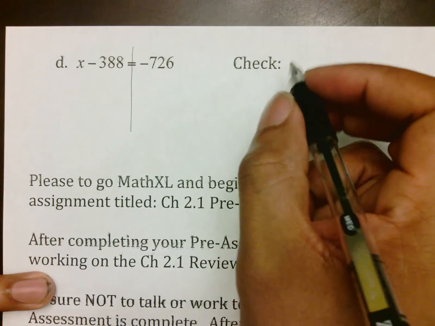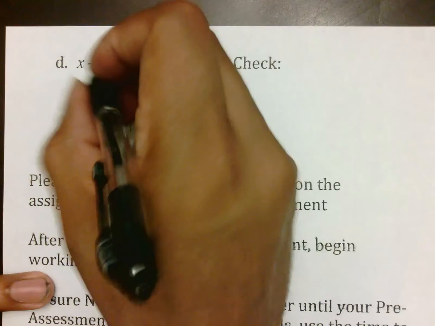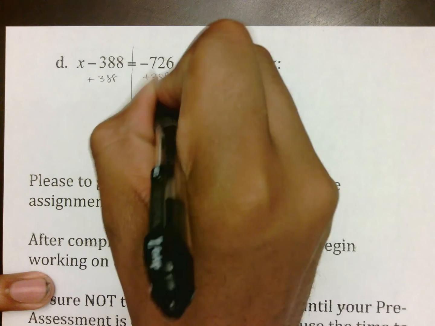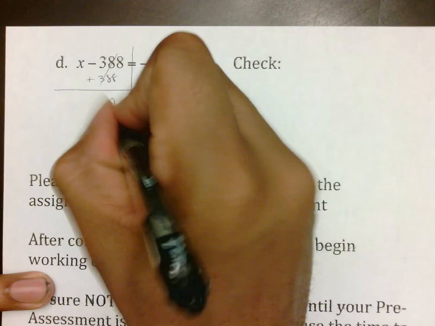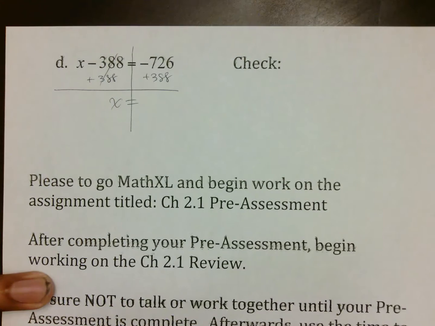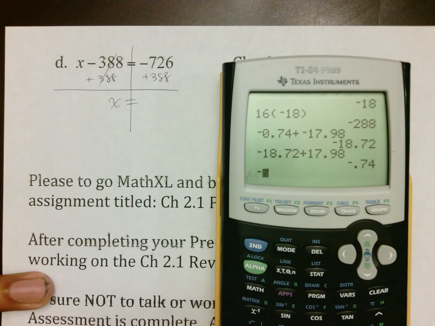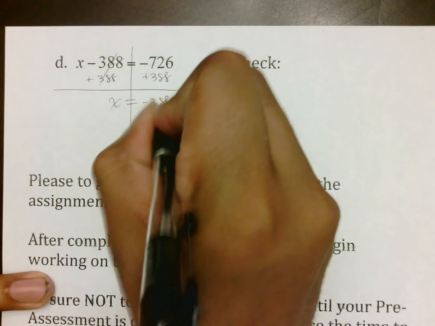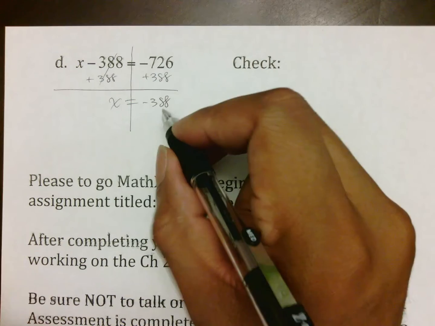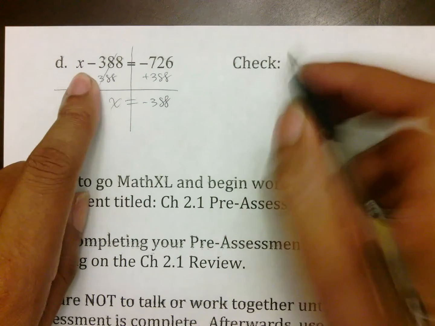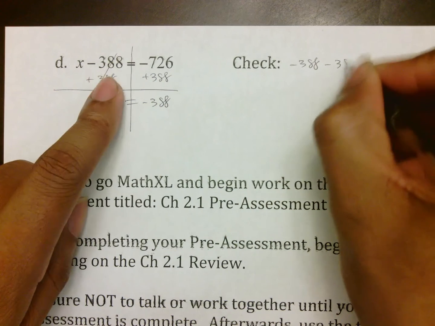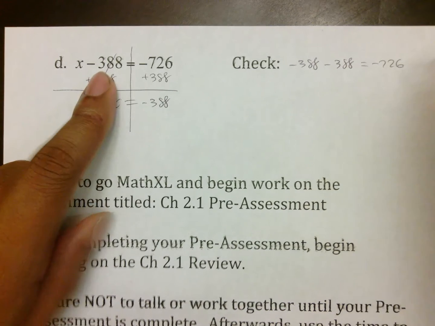X minus 388 equals negative 726. Again, you want to get rid of this negative 388. You got to put a positive 388 on both sides. It's opposite. That cancels. X comes down. Now we need to know what negative 726 plus 388 is, and you get negative 388. And again, to check, which is the only new thing we're doing now, you simply put that in for x, so negative 388 minus 388 equals negative 726.